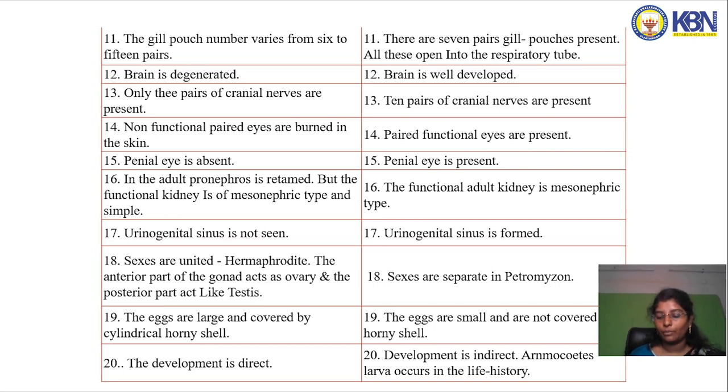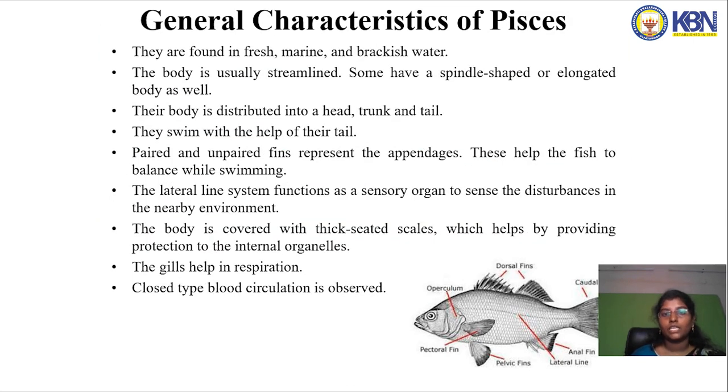Occurs in this development. Next, general characters of Pisces. They are found in fresh, marine and brackish water. The body is usually streamlined; some have a spindle-shaped or elongated body as well. Their body is divided into head, trunk and tail. They swim with the help of their tail. Paired and unpaired fins represent the appendages. These help the fish to balance while swimming.